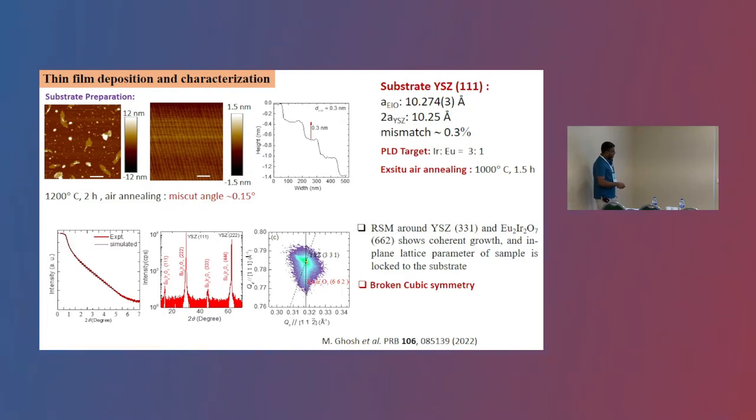And this is the corresponding structural analysis. The first figure is the XRR, which confirms the thickness. Then this is the XRD figure. The presence of the odd peaks confirms the pure phase of pyrochlore rather than any impurity phase. And to check the strained or relaxed growth, we have done reciprocal space mapping. This reciprocal space mapping tells us it has strained growth and its cubic symmetry is broken in the sample, which will help us to explain other results.